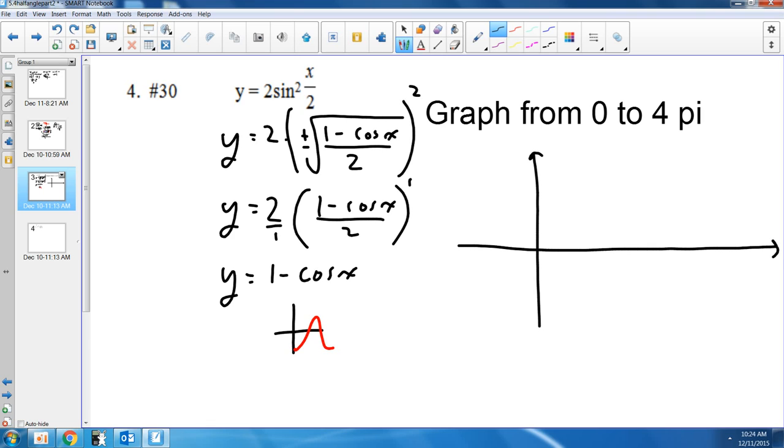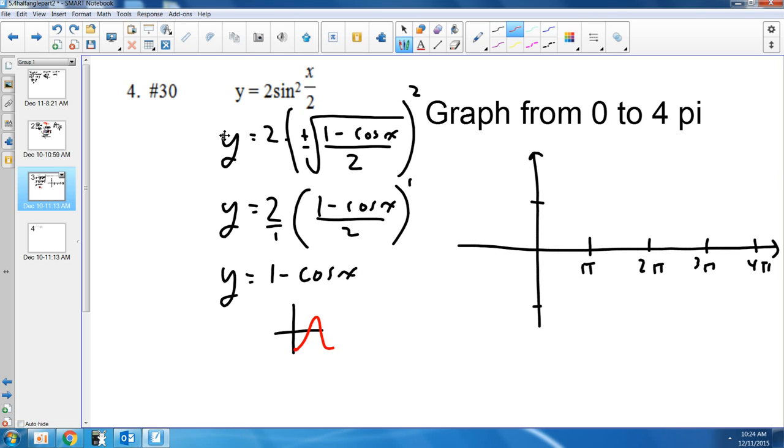So I'm going to look at this and I'm going to think, okay, negative cosine going to 4 pi. So I'm just going to go pi, 2 pi, 3 pi, and 4 pi. I know one cycle is going to go to 2 pi starting at the bottom, so I know it's going to look like this.